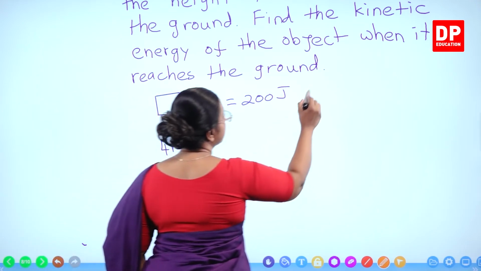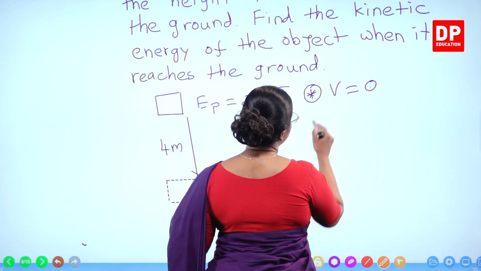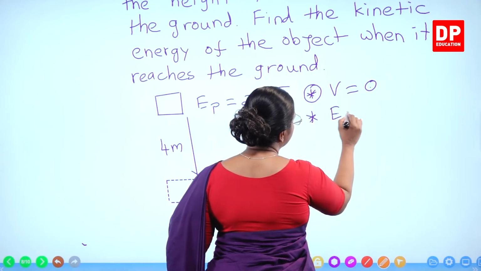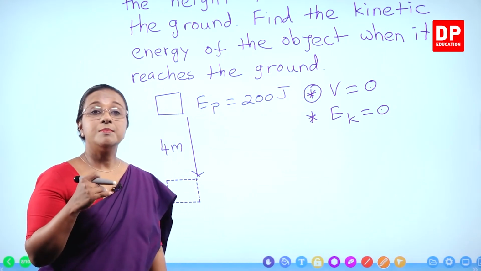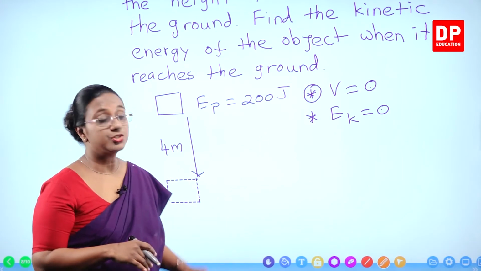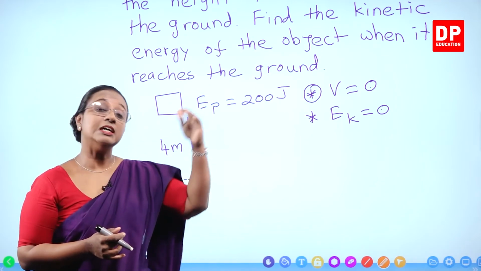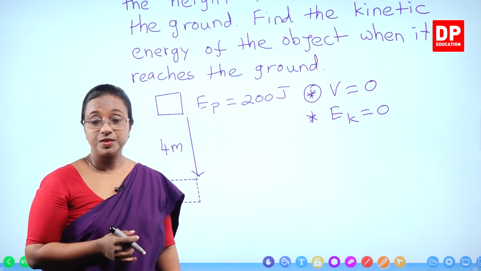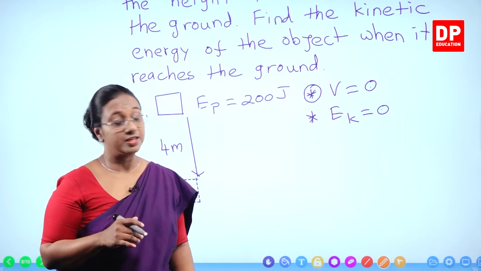You all can remember, students, the velocity will be 0. Therefore, E kinetic is going to be 0. When the object goes to the maximum height, it is not moving. So, there is no velocity, there is no kinetic energy. You can remember the example where we looked at a fruit falling from a tree. So, you all know that.